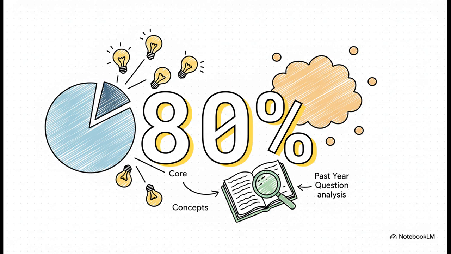And this isn't just a random idea. It's backed by something called the Pareto principle. In a lot of situations, roughly 80% of the exam questions will come from just 20% of the core concepts. Your past year question analysis is the most effective tool for finding that critical 20%.